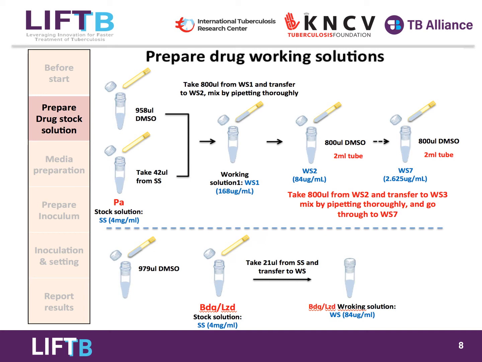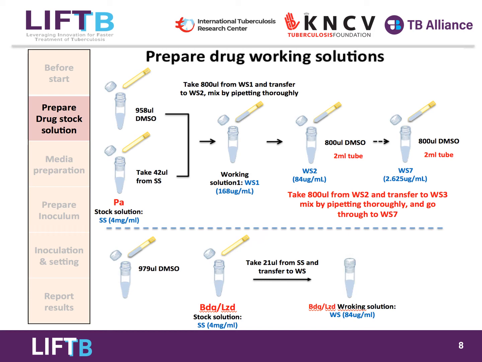A. Preparing working solutions of pretomanide. Several more dilution steps are required to make 7 1:2 serially diluted working solutions named WS1 to WS7. 1. Prepare DMSO to dilute pretomanide stock solution as follows. A. Dispense 958 microliter of DMSO into a 1.5 milliliter screw cap tube using a micropipette and a 1000 microliter micropipette tip. This will be used to produce WS1.